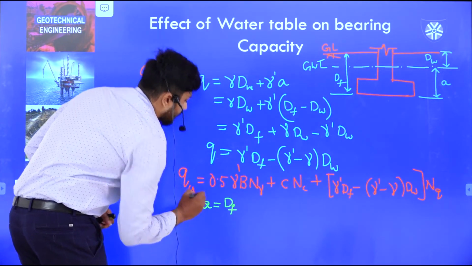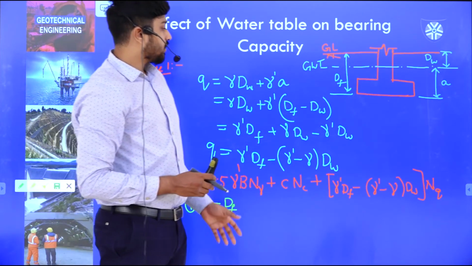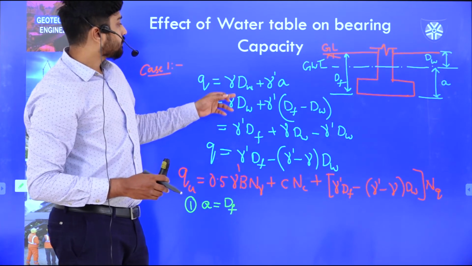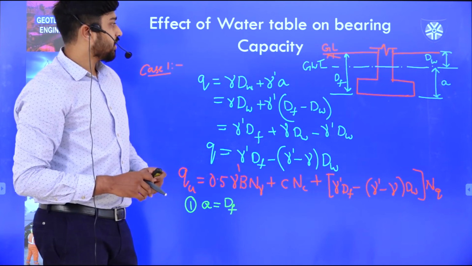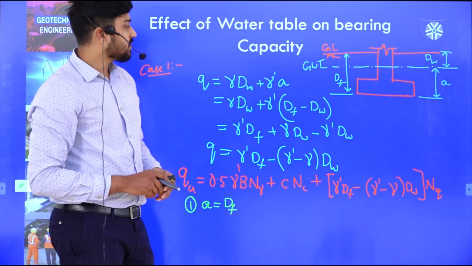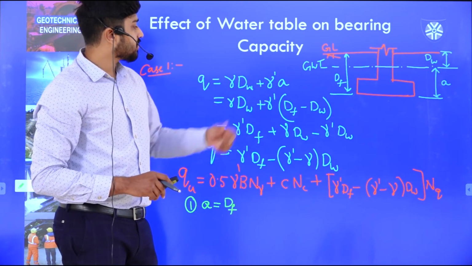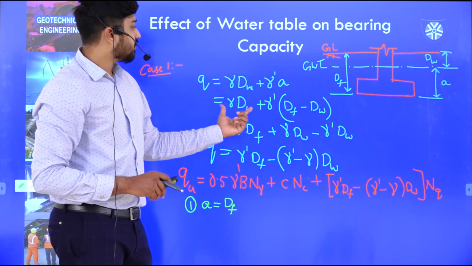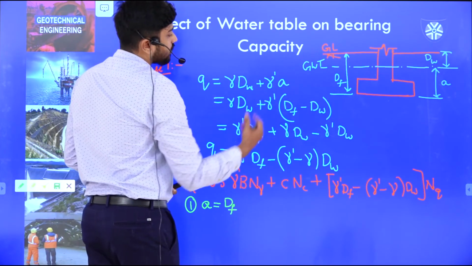Okay, let us say now a is equal to Df. So when a is equal to Df, then obviously I can state that this is gamma Dw plus gamma dash (Df minus Dw). That means simply this Dw is equal to 0 now. So in such a case this will be gamma Dw plus gamma dash Df, and this term will be 0. So simply q will be gamma dash into Df.